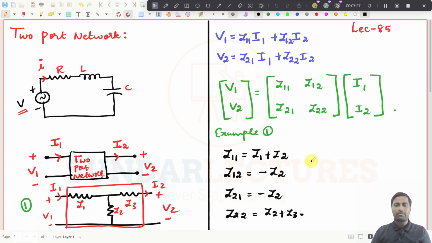If you know the inspection method, you can easily relate this V1 and V2 in terms of currents with a parameter called Z parameter. And this matrix, we are calling it Z parameters. That's all, very simple, right? If you want to find the value of Z11, Z12, Z21, Z22, there is a procedure, and that is what we are going to see now.